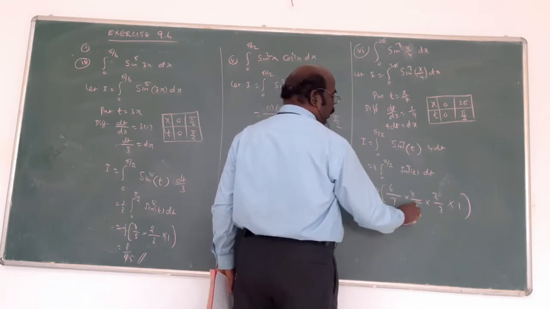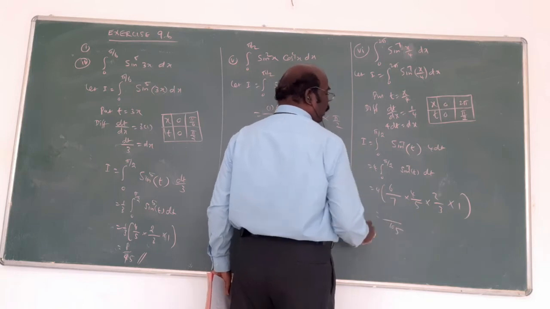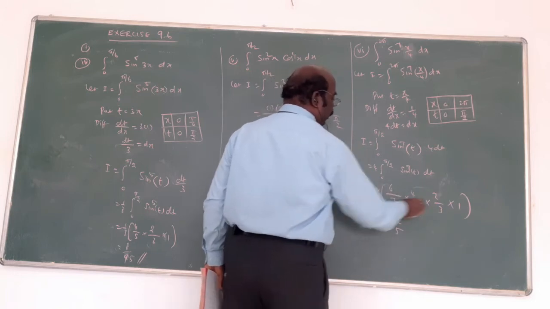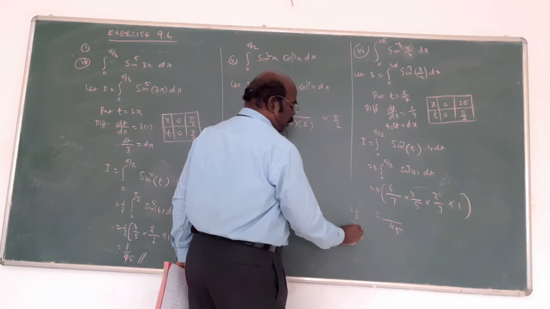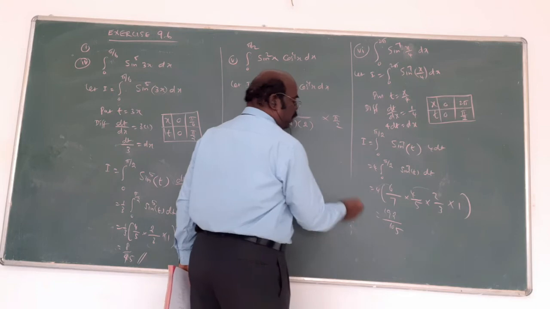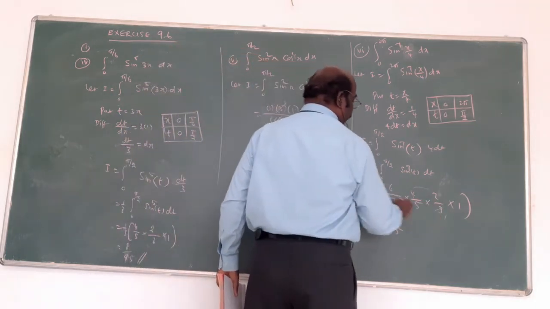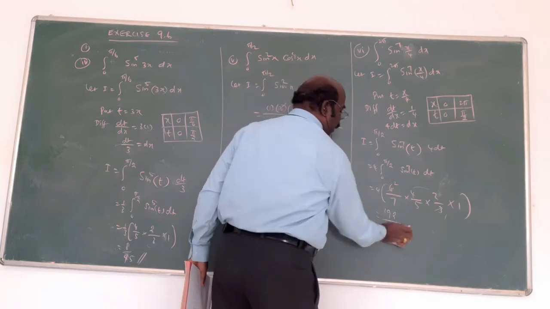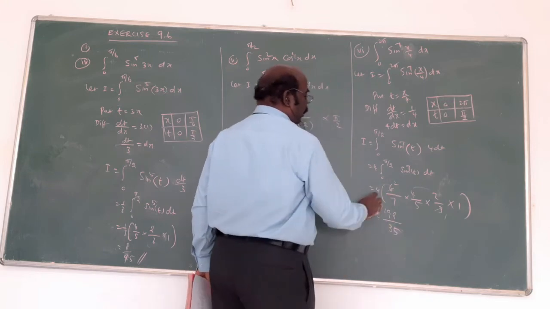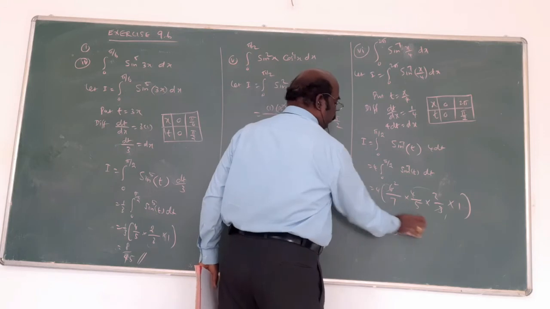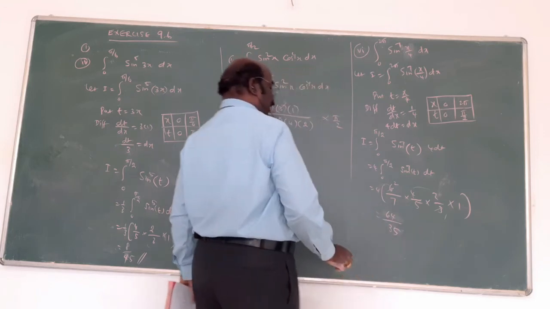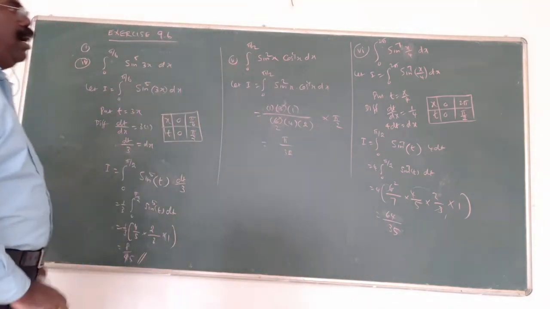Now here 31. Here 24, 80. 24 and 8 is what? 22, 3, 192. 192 by 105 is the answer. Okay? Actually here, cancel is possible. Only 35. Okay? 8, 64. That is the answer. 64 by 30 is the answer.